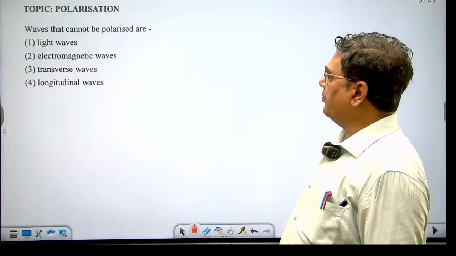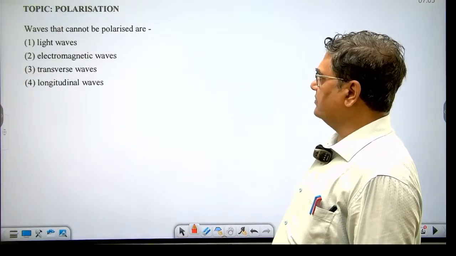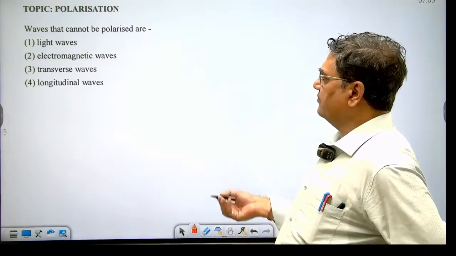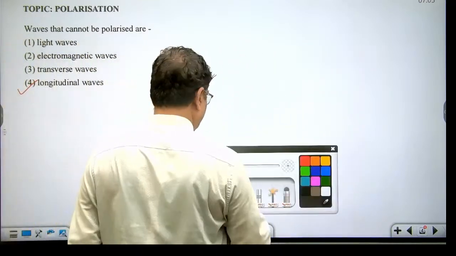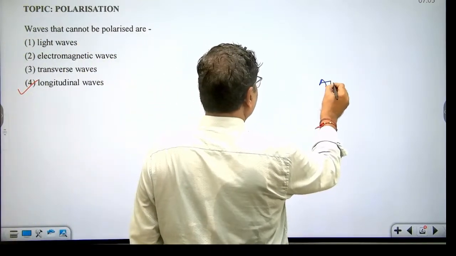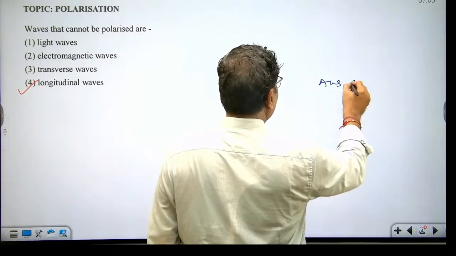Waves that cannot be polarized are longitudinal waves. Light wave is an electromagnetic wave, a transverse wave. Longitudinal waves cannot be polarized. Out of 4 choices, the correct choice is option 4.